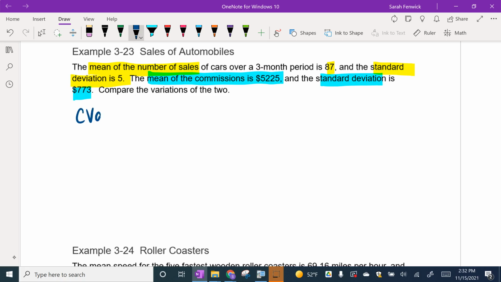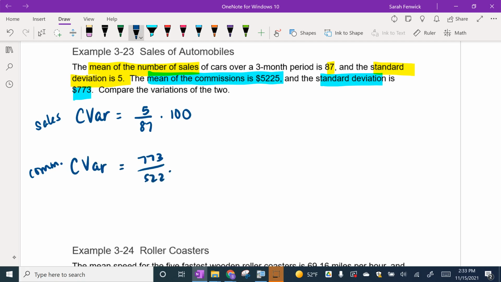So C-var, and I'm going to put sales over here, equals standard deviation over the mean times 100. And then we have commission, C-var, would be 773 over 52.25 times 100. So we end up with, sorry, I wasn't paying attention to where I was at. And you guys see me do this a lot, write the little approximately equal to.